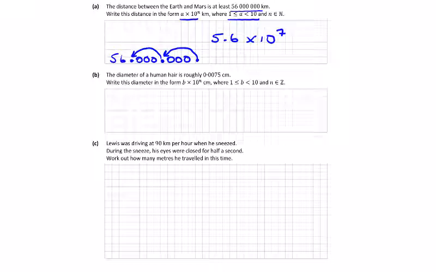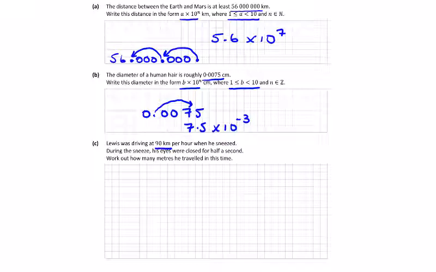The diameter of a human hair is roughly 0.0075. Write the diameter in the form b by 10 to the power of n, where b is between 1 and 10, so 0.0075 will have to be 7.5. So I'm moving the decimal in this direction, so it's by 10 to the power of not 3, you all know it's going to be minus 3, because we're going to the right.